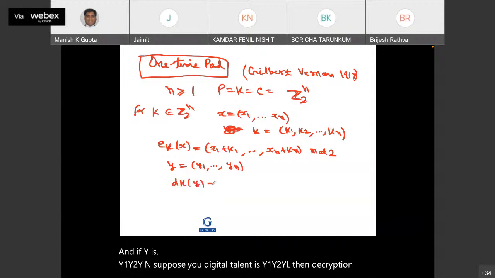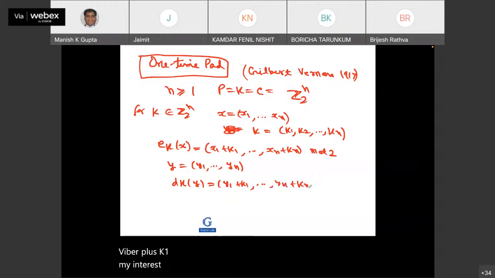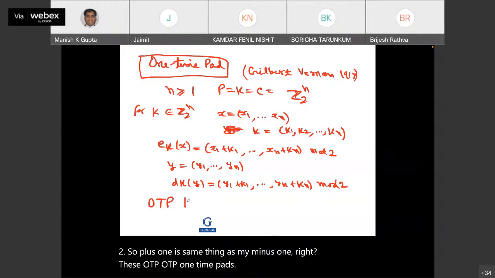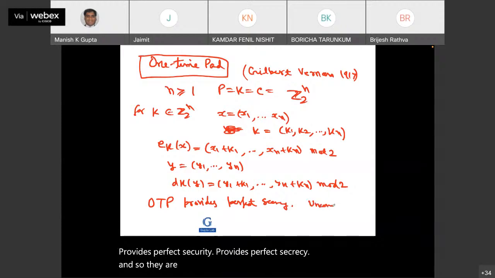And if the resultant is y = (y1, y2, ..., yn), then the decryption rule d_k(y) is (y1 + k1, ..., yn + kn). Why is there a plus sign? Because it's modulo 2, so plus 1 is the same thing as minus 1, right? So the one-time pad provides perfect secrecy, and so it is unconditionally secure.